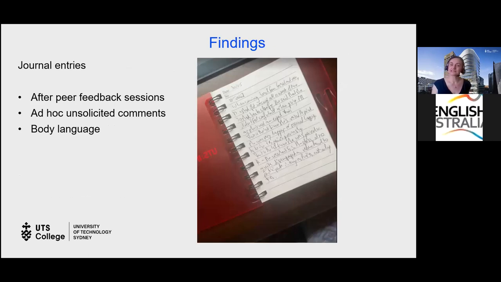My journal entries are very similar to the observations from those recordings. When they came back from their breakout rooms in the first half, their body language was usually closed. They were not ready to say very much. And if they did, it was like, oh, overwhelming. Oh, I don't know. I'm just a student. And it was clear that they were not very happy. And that changed over the weeks.